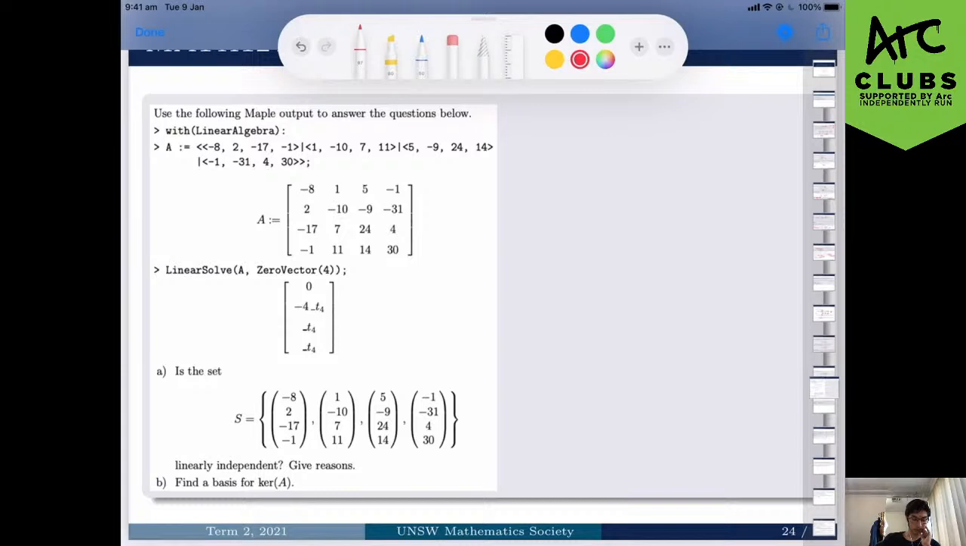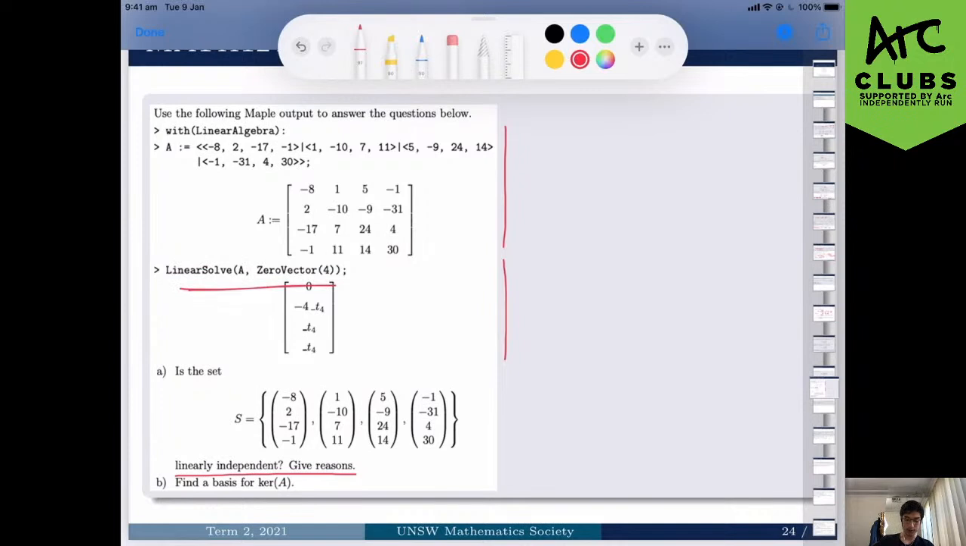So this one, not a very interesting question, but it's about a Maple output. In the Maple session, they input a matrix and they solve when it's equal to 0. We want to see, is it linearly independent? Linearly independent means that any linear combination being equal to 0 forces all coefficients to be 0.